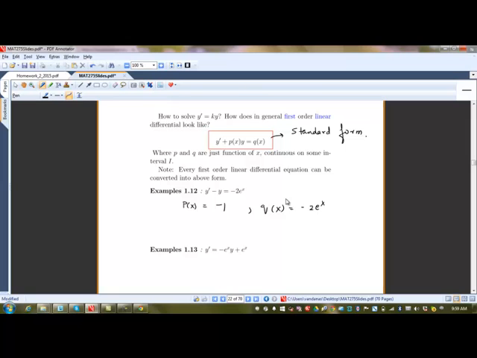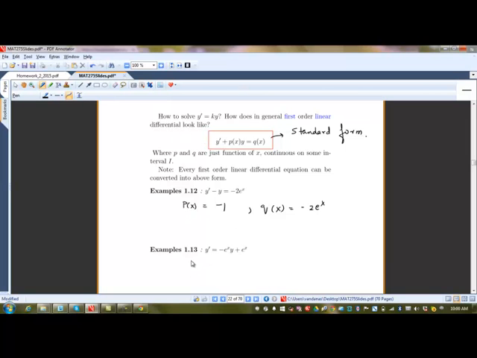So if something is being multiplied with y prime, we have to divide by it. 3x y prime minus y equals -2x. We have to divide by 3x, and then 1 over 3x will be px. If there is something with this y prime, we have to push it over, because as you can see, in this form there is nothing with y prime. So we have to always convert to this standard form.